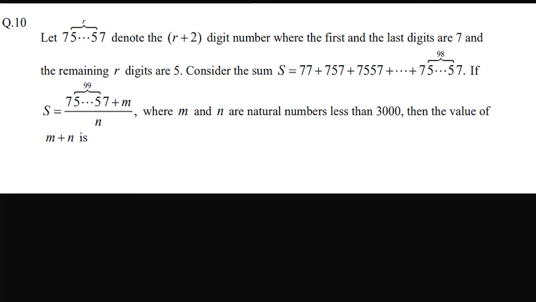Now here the question is, we are given a number of the form 7, 5, 5, 5, 7, and here we have a total of some 5s, and then we have these two numbers 7. So basically it is a 5s block plus a 2-digit number. So first and last digits are 7 and remaining digits are 5.